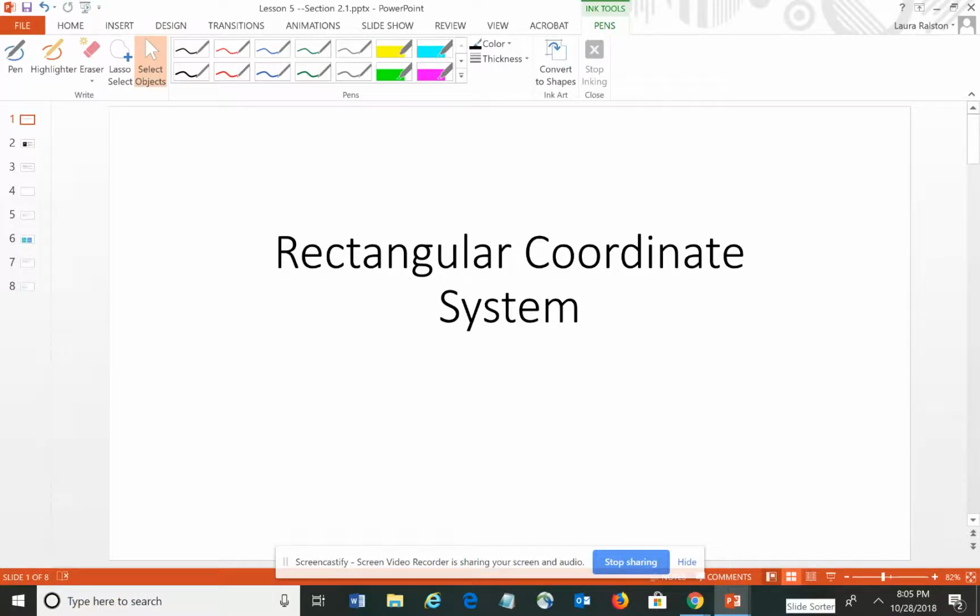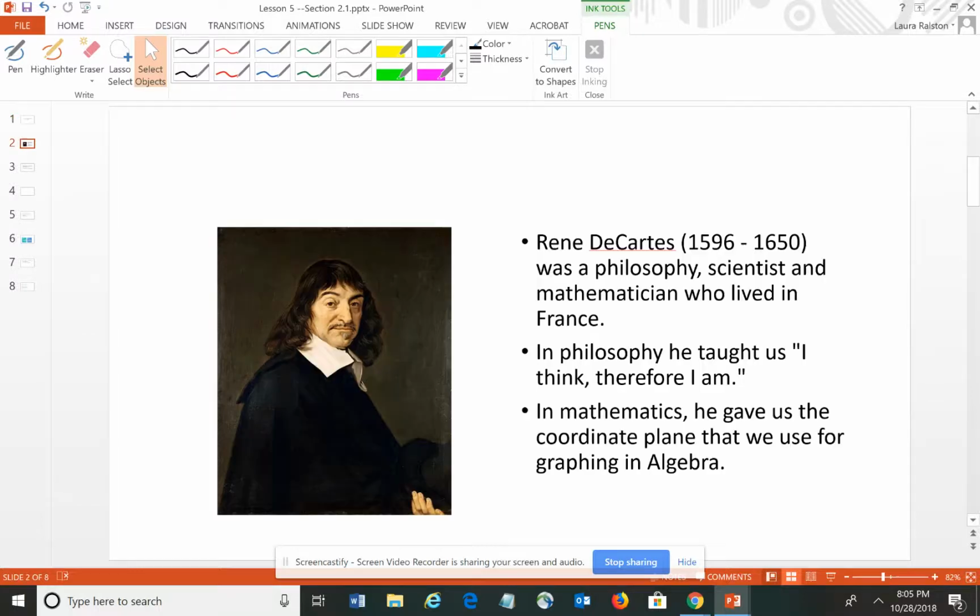This video is going to introduce you to the rectangular coordinate system, which is sometimes also called the Cartesian coordinate system because the gentleman who developed this particular tool that we use in algebra was named Rene Descartes. He was a philosopher, a scientist, and also a mathematician that lived in France. In philosophy, he taught us, I think, therefore I am. In mathematics, he gave us the coordinate plane that we use for graphing in algebra.